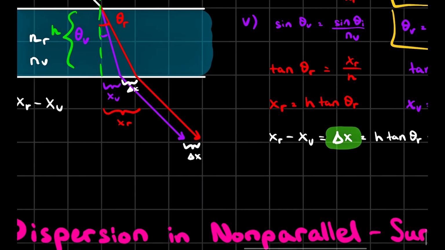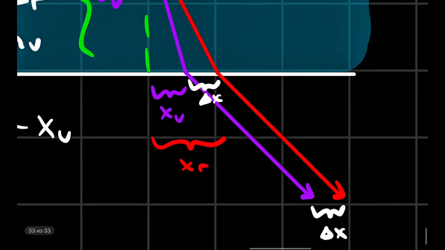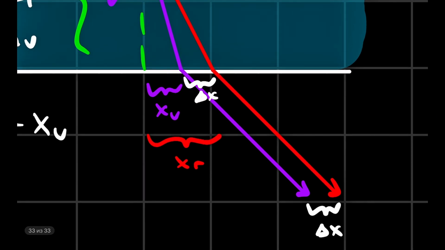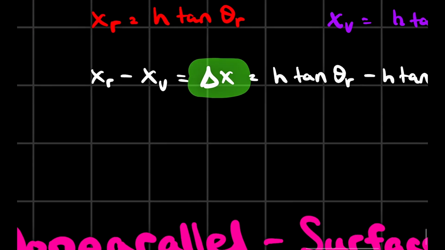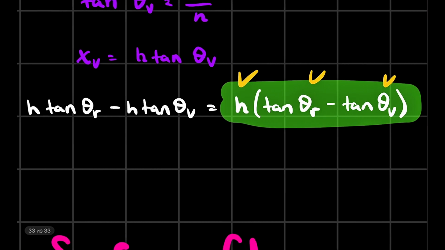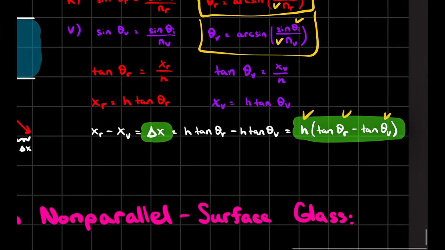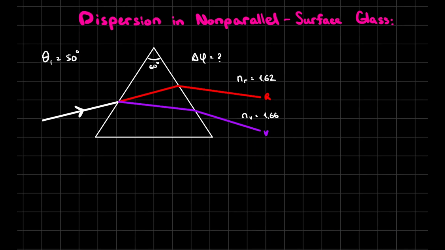What does it mean? In real life, it means that when those two colors come out, they would never meet together because they would be parallel to each other. And also, the distance between them will always stay just this value: delta x equals the thickness of our material times the subtraction between the two tangents of their angles. Okay, good. Now let's try to solve the problem about dispersion in a non-parallel surface glass.